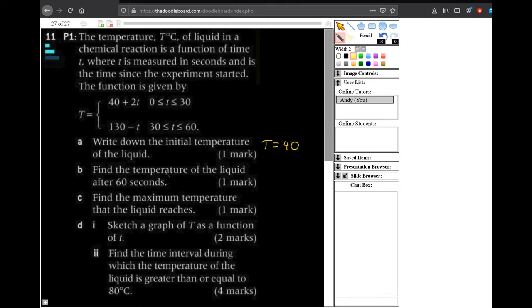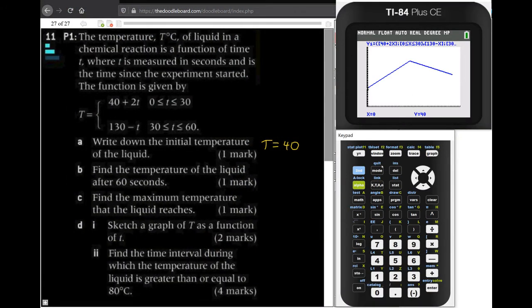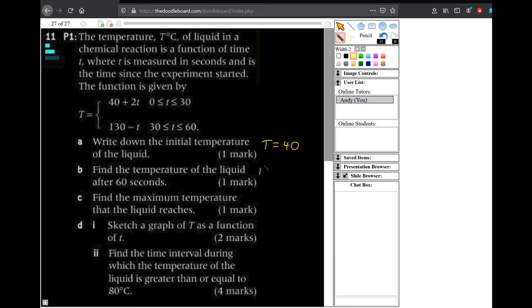Okay, and it says find the temperature of the liquid after the 60 seconds. So I can do that by doing value again and then setting in 60, because that would be 60 seconds. And I can see there that it says when x is 60, y is 70. So T here is going to be 70. All right, that's going to be degrees as well. Yes, degrees C.